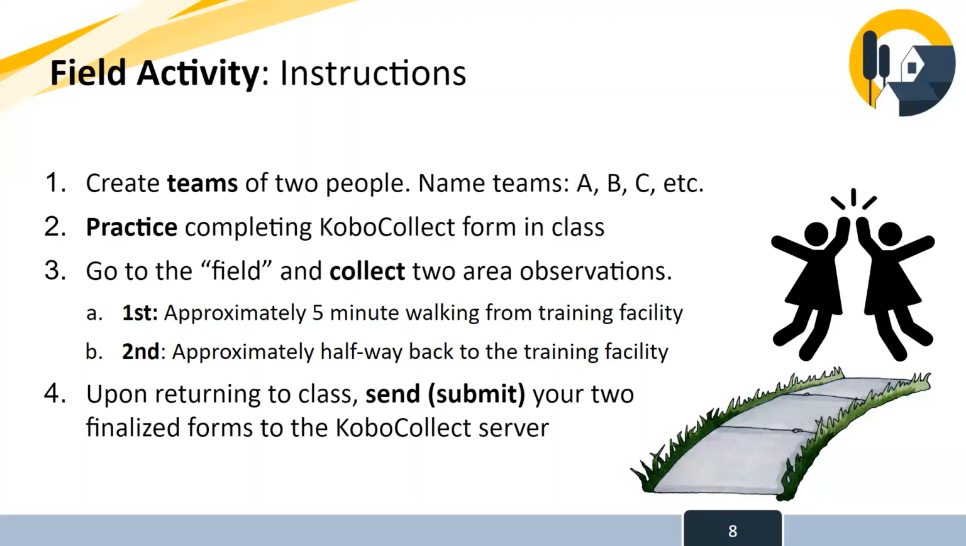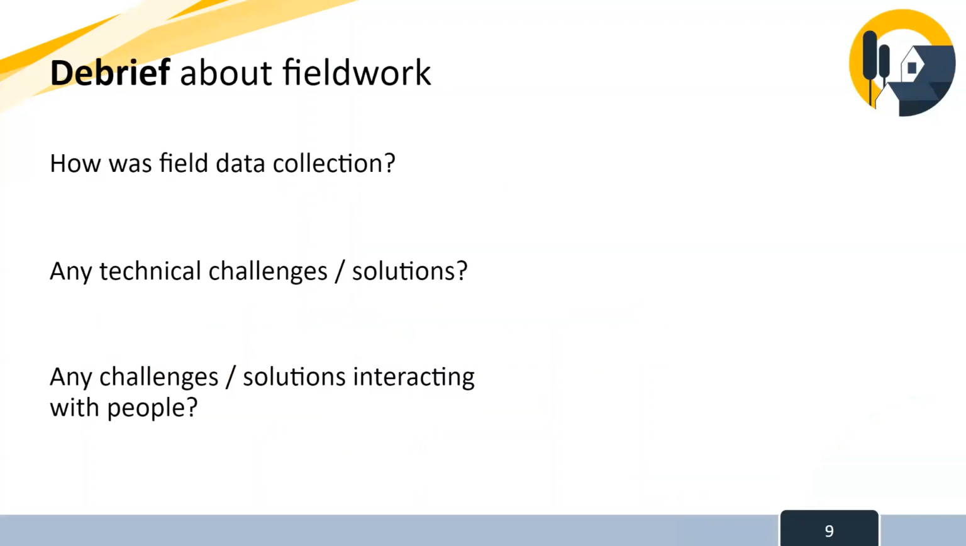Upon returning to the class, we'll assume that they'll have internet access there. You'll ask them to send or submit their 2-point locations from the field so that they can be assessed. When they get back to the classroom, you'll want to do a debrief with them. First, understand what the field data collection was like for them.